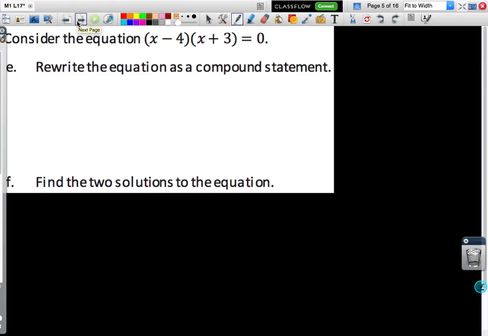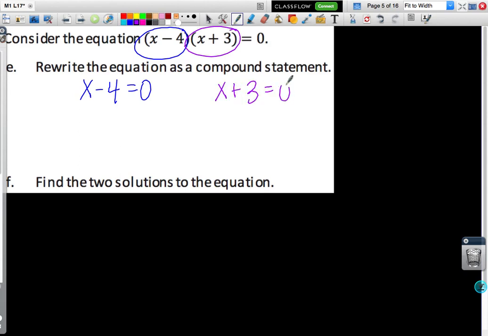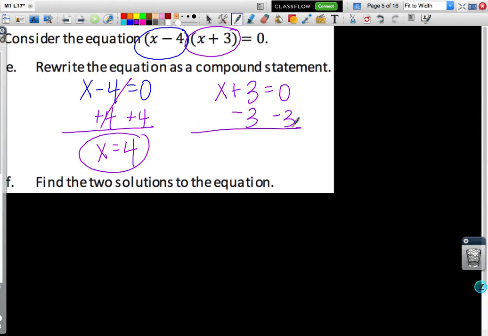Let's look at part E. Consider the equation (x minus 4)(x plus 3) equals 0. Again, this is in factored form. The parentheses should be a huge indication, so we're going to take each factor and write it equal to 0. And we're solving. So to solve for x, we're going to add 4 to both sides, and we're left with x equals 4. Same thing on this side. We're isolating a variable, and we're left with x equals -3. So the solutions would be x equals -3 and 4.